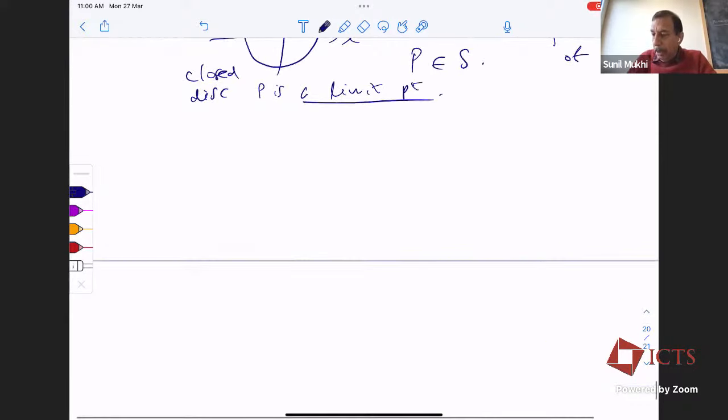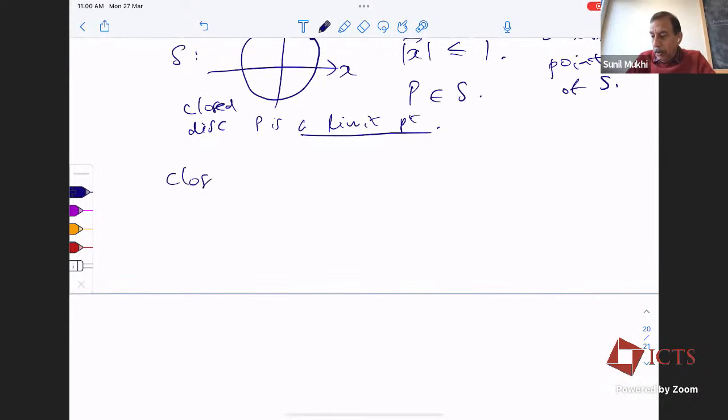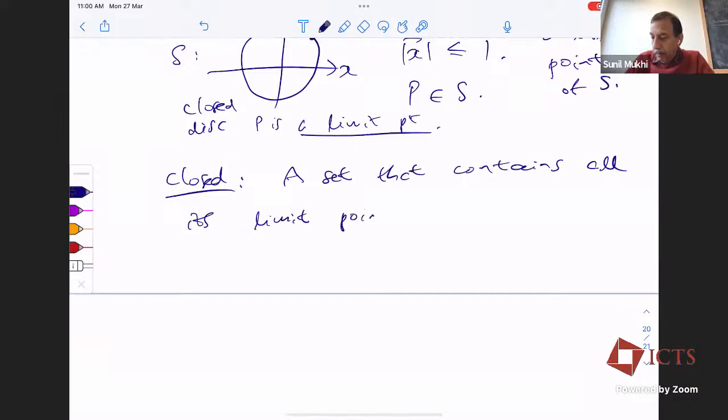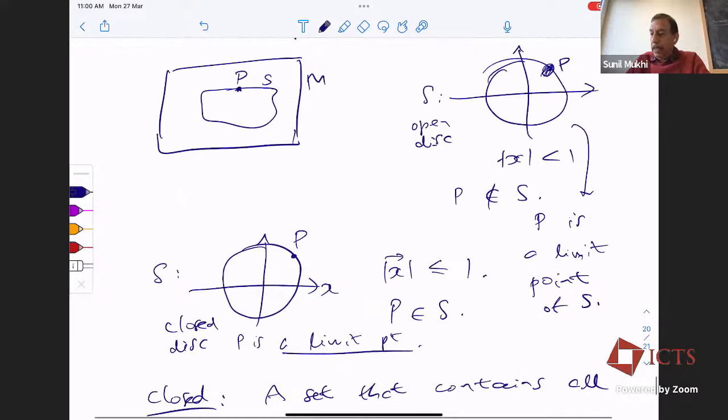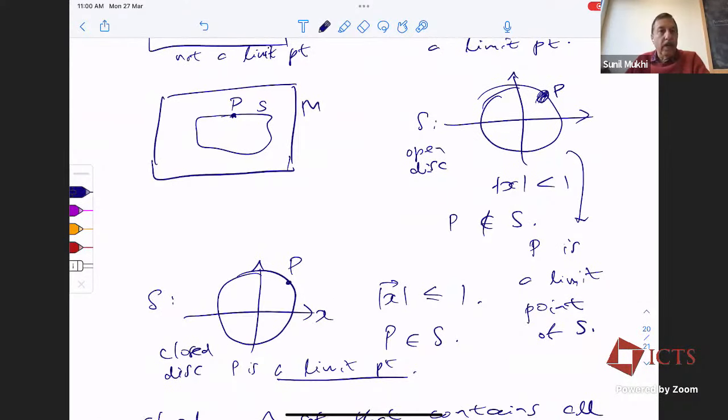Now it's easy to define closed. Closed is a set that contains all its limit points. There are other definitions of closed in topology, for example, as the complement of an open set, but it's equivalent. It can be proved to be equivalent. So once and for all, we've defined for this course what is a closed set. It's a set that contains its limit points, and limit points are such points that if I enclose them in open sets of my underlying topological space, they always intersect with the set.